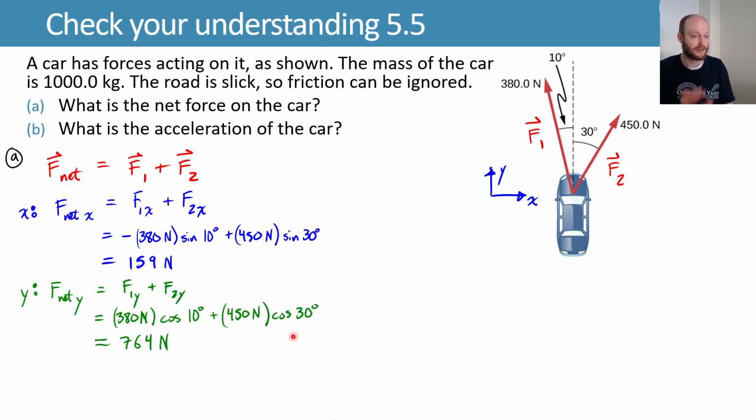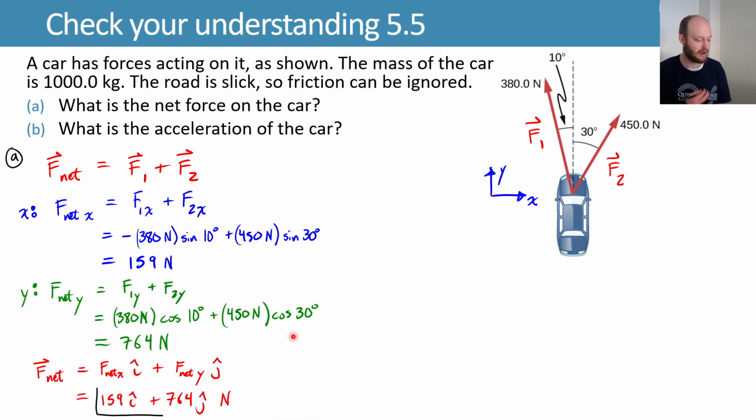Our overall net force then is going to be the X component in the I hat direction plus the Y component in the J hat direction, or 159 I hat plus 764 J hat with units of newtons. If you wanted magnitude and direction, you could do that, but if you're just asked for net force, this is a perfectly valid way of expressing a net force in component form. For part B, we want to know what's the acceleration.